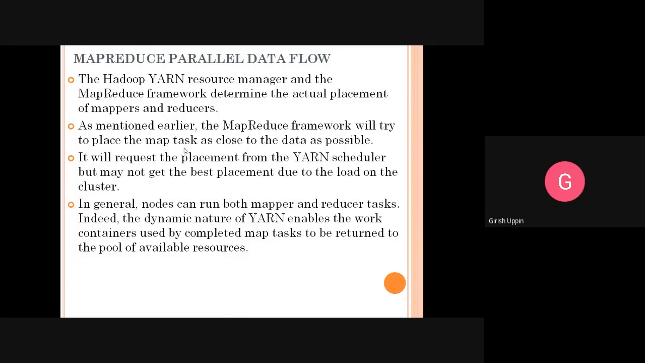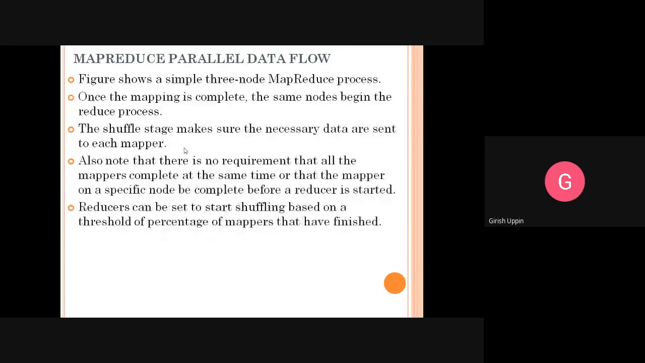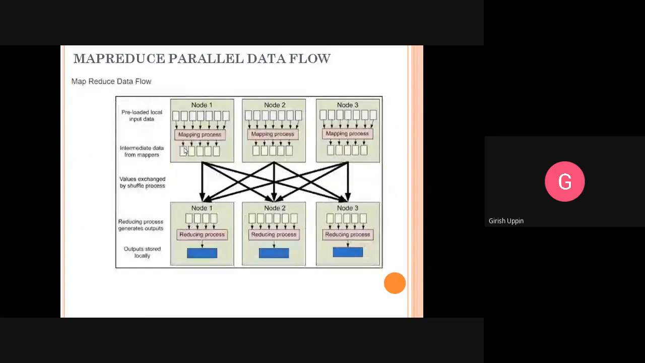Indeed, the dynamic nature of YARN enables the work containers used by completed map tasks to be returned to the pool of available resources. So whenever a map task is completed, its container will be returned to the pool of available resources so that it can be reused. Next, we will see a simple three node MapReduce process.